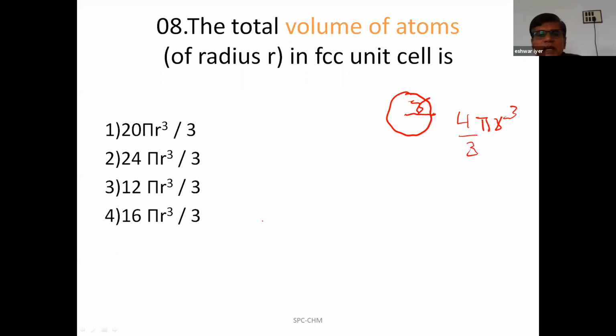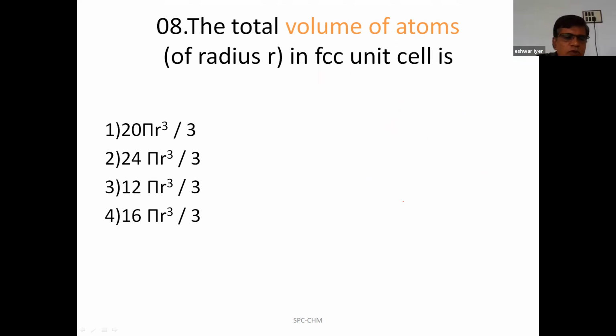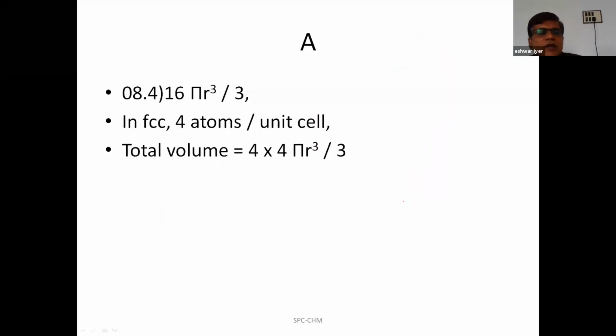And how many atoms make up one unit cell? That is important. So in FCC, we represent the Z as 4. So that means 4 times this into this. That is the total space of all the atoms together. That is the total volume occupied by all of them. So let us look at the answer. Yes, it is 4 times 4 by 3 pi R cube. That is 16 pi R cube by 3. So 4 atoms per unit cell. Total volume is 4 into 4 by 3 pi R cube.